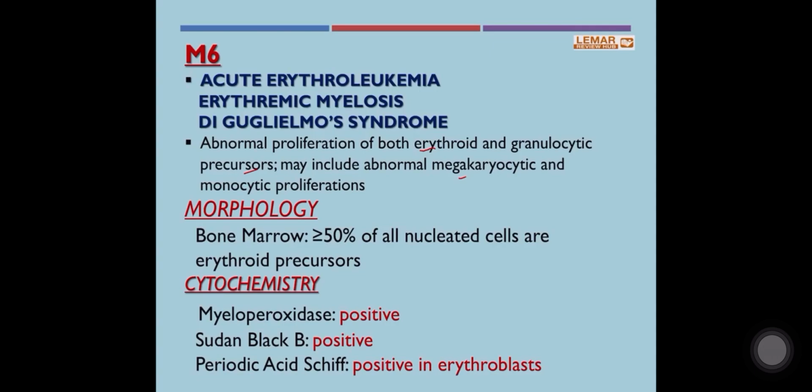M6: MPO and Sudan Black B positive, PAS strongly positive for the erythroblast. So pag tinanong tayo, immature RBC, nucleated red cell that are PAS positive, anong type of leukemia to? M6.